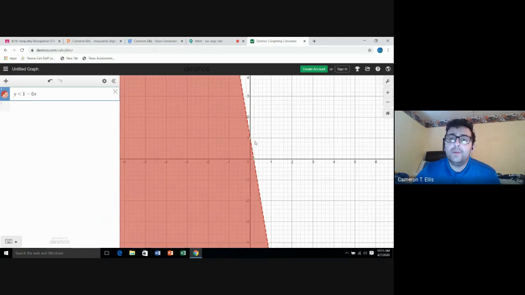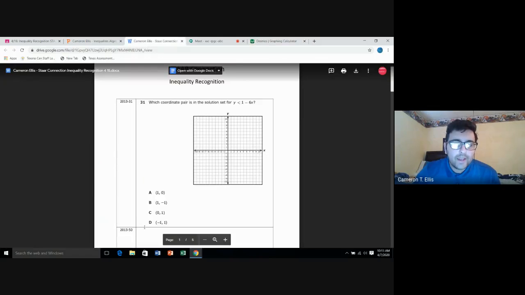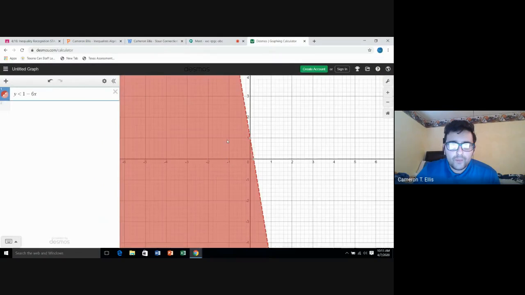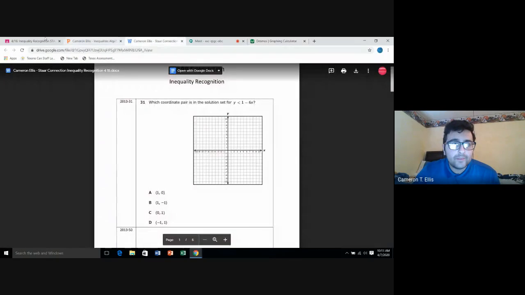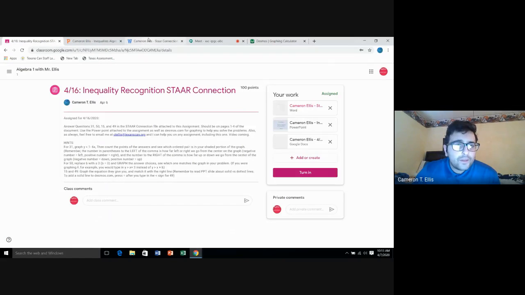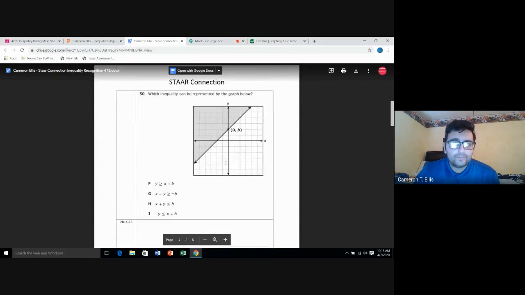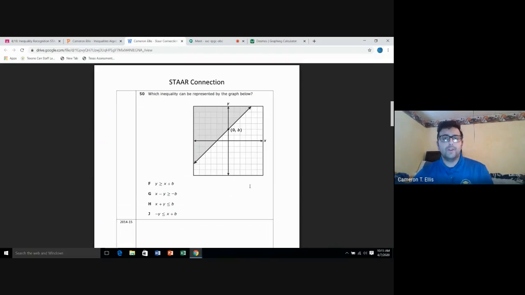0, 1. Ooh, it's on the line. But remember, guys, since it's not a solid line, the dotted line means that if you're on it, you're not part of the shaded area, which means it's not our answer. Negative 1, 1. I go negative 1, 1. Oh, that could be it. All right, 50. Which inequality can be represented by the graph below?